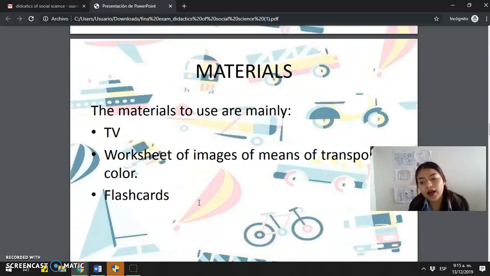The materials I'm going to use are the TV and the video beam, worksheets of images of means of transportation to color, and flashcards.